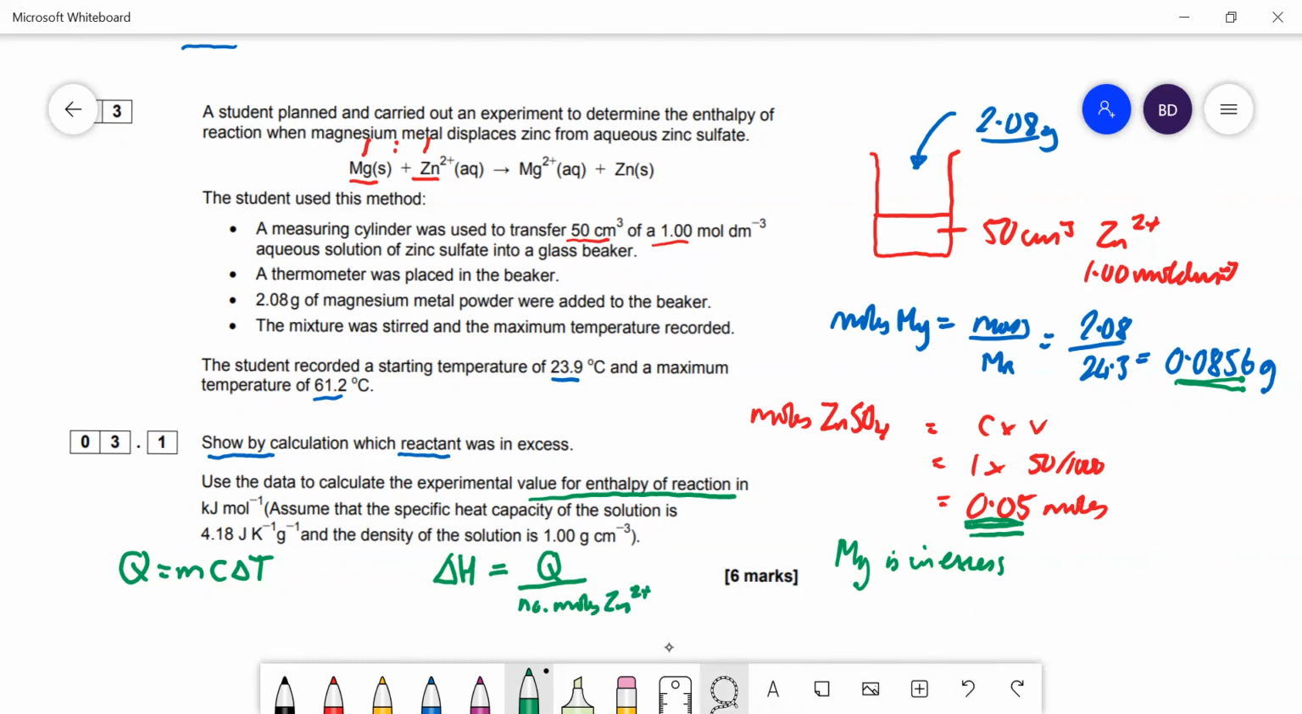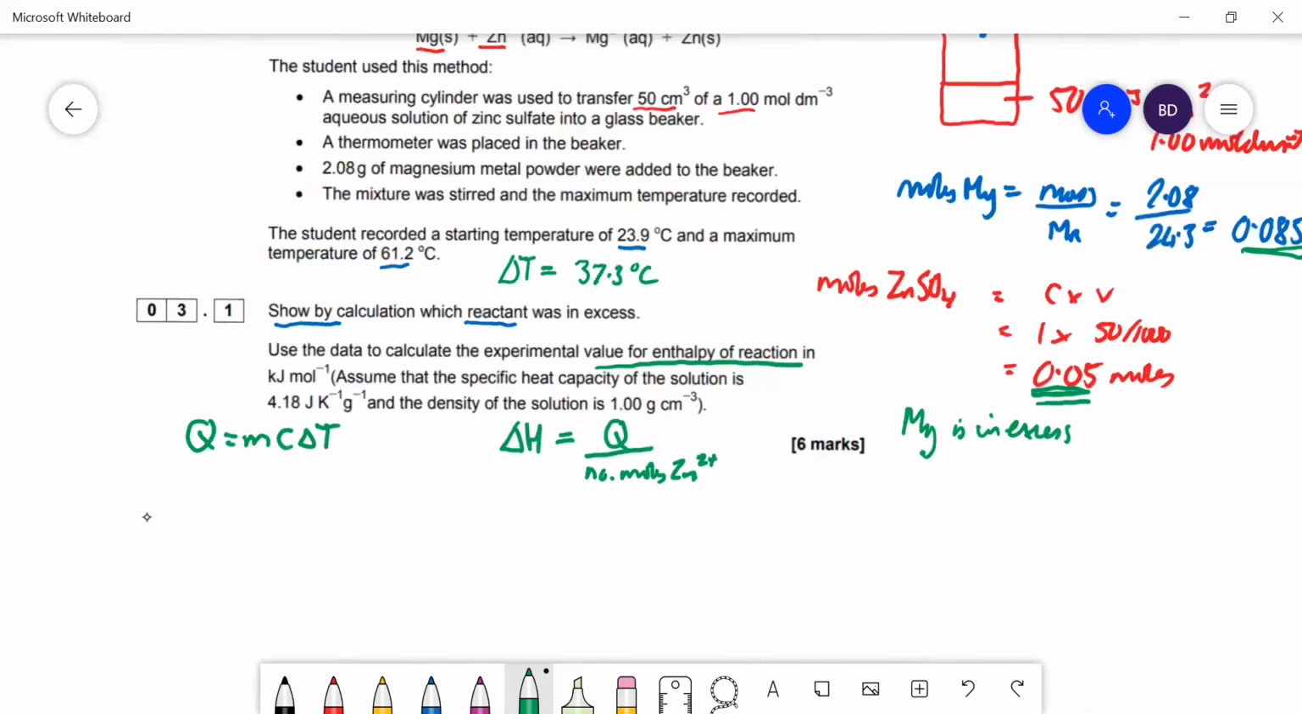Right, so let's do our calculation. Right, first of all, delta T is going to be equal to 61.2 minus 23.9, which is equal to 37.3 degrees C. Okay, so let's work out Q.